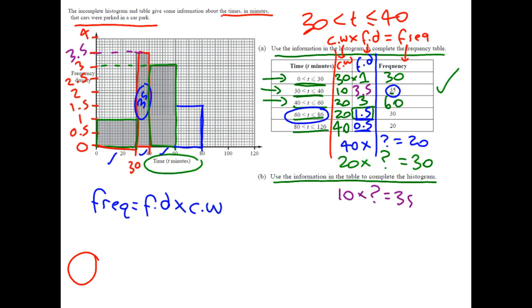Okay, and guess what? If you do 20 times 1.5, you get what you want, that 30 people are in this area. Next one, 40 is the class width. It goes from 80 to 120 all the way across there. Goes up to 0.5. So that's your last one. And that is the question done. I know it's quite tricky. It is grade A or A star. Okay, so it's difficult work.